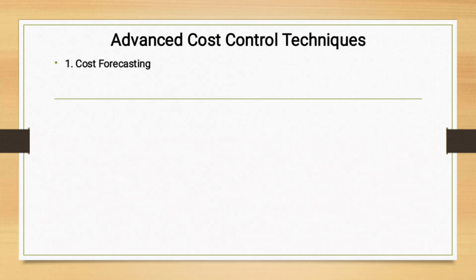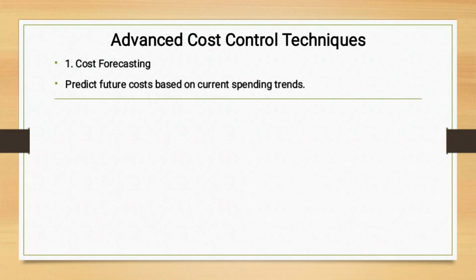Let's talk about advanced cost control techniques. Number one, cost forecasting. On this one, you're trying to predict the future cost based on current spending trends.